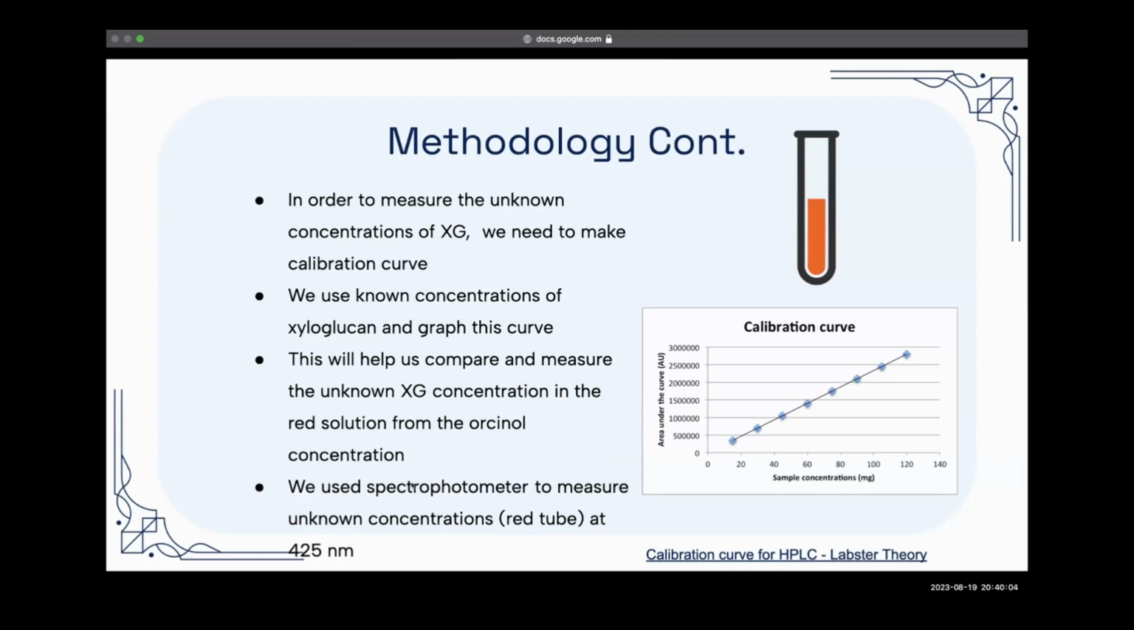And then we used the spectrophotometer to measure unknown concentrations at 425 nanometers.